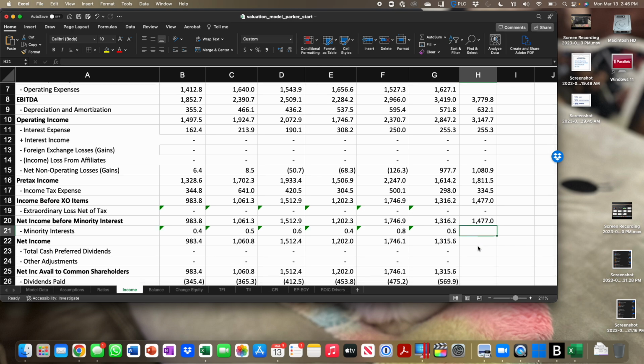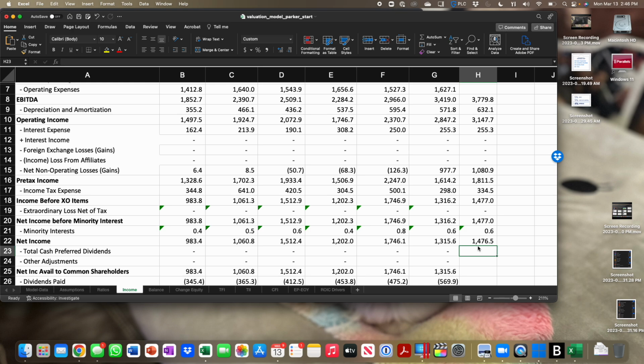Now we get to the minority dividend. Because we're leaving the cap structure alone, whatever dividends we pay, we keep paying. So the minority shareholders are going to get another $600,000 of dividends, so equals the previous year. Therefore, our total net income after those minority shareholders have been paid equals net income before minority interest minus the minority dividends, 1476.5. That's next year's net income for Parker.